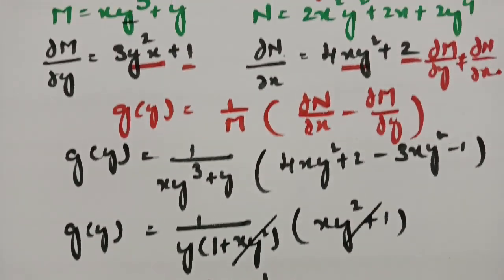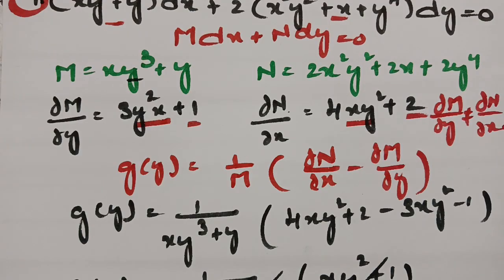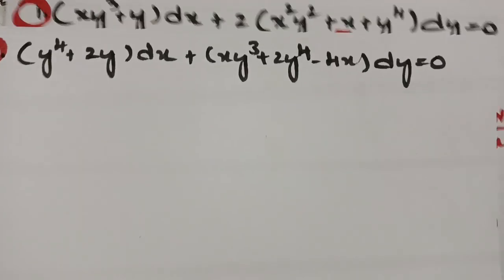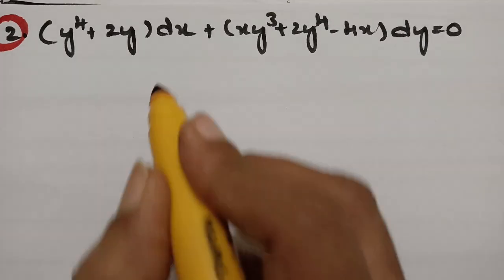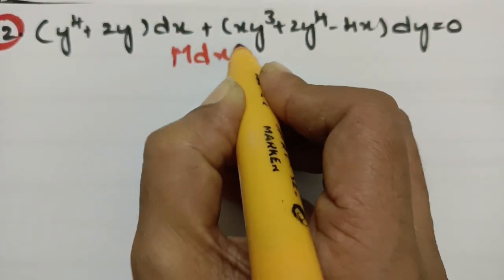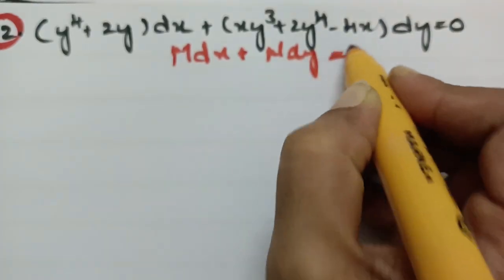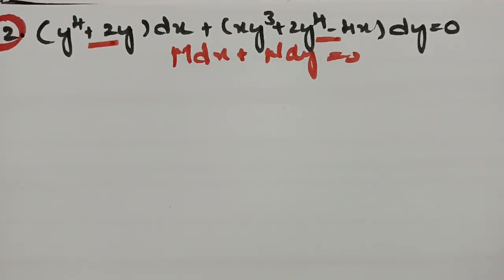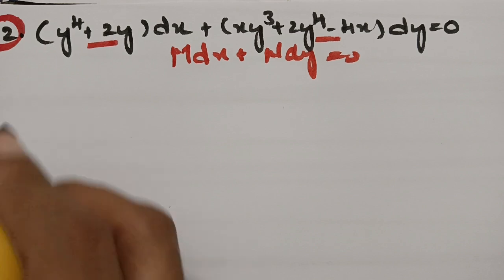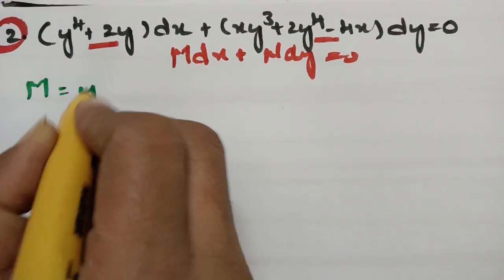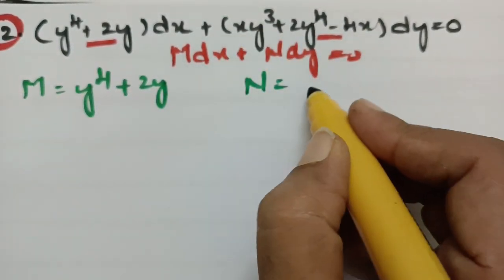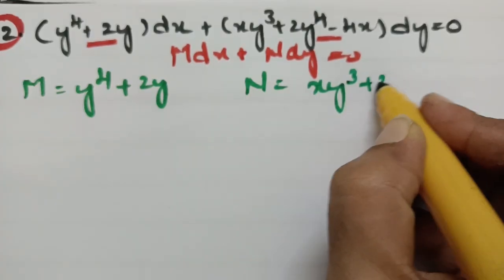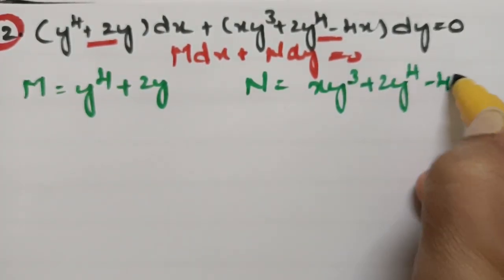It is very simple if you go through it, and you can clearly identify which method to be used and how to use it. And the second question here: if you observe, the question is in the form of M dx plus N dy is equal to 0, so we have to take the M value and the N value. What is our M value here? M is very clear, as this is y power 4 plus 2y. What is our N value here? Throughout the equation, that is xy cube plus 2 y power 4 minus 4x.